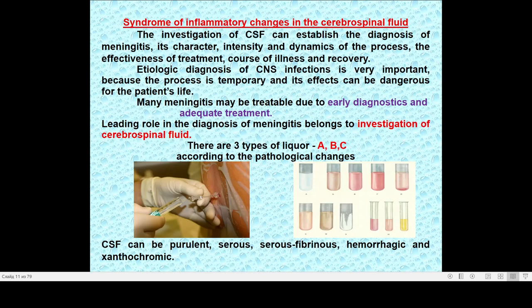And the last group of signs included in meningeal syndrome is the signs of inflammatory changes in cerebrospinal fluid. Practically, for differential and etiological diagnosis, it is very difficult to describe a situation when you may make a diagnosis without mistake, without previous analysis of cerebrospinal fluid.